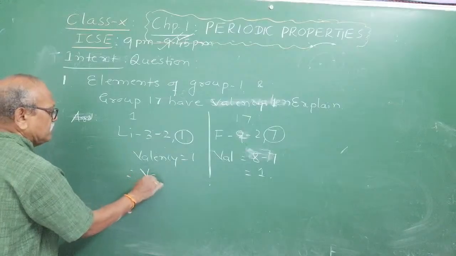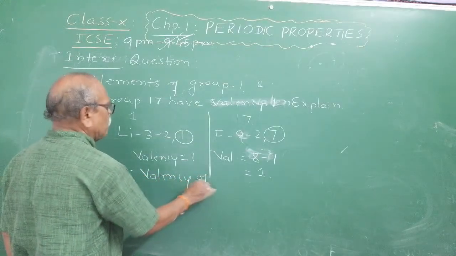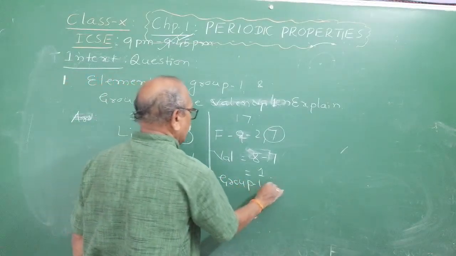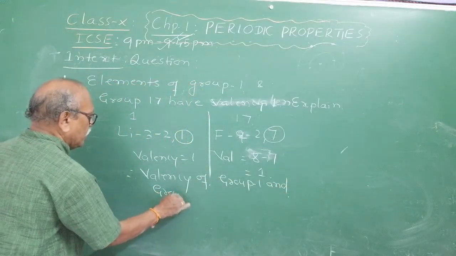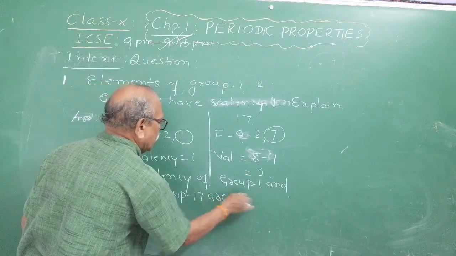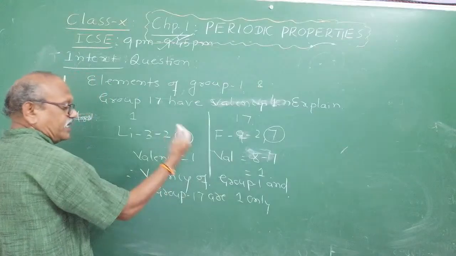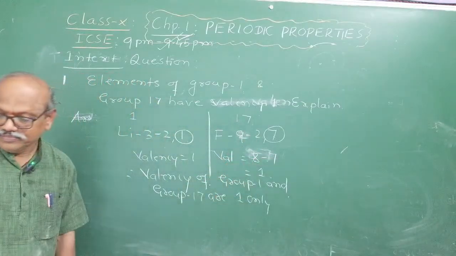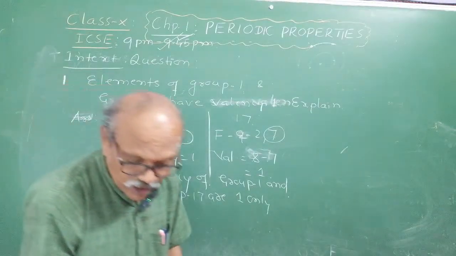Therefore, you have to write the answer clearly: valency of group 1 and group 17 is 1 only. Even though the number of electrons is 7 here, after it crosses 4, you have to subtract it from 8. I hope you are getting the answer. Any doubts in this?